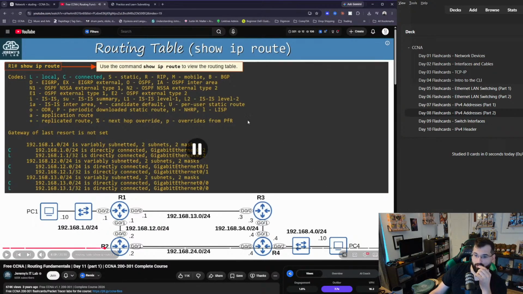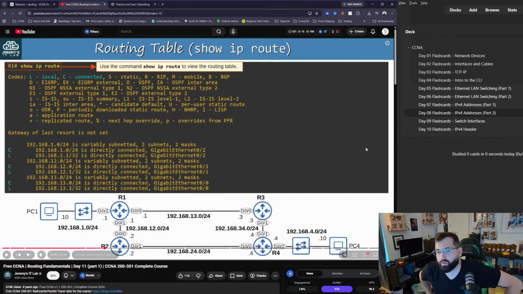The codes at the... Okay, I'm not going to lie. These codes, they elude me. ...top and the actual routes at the bottom.